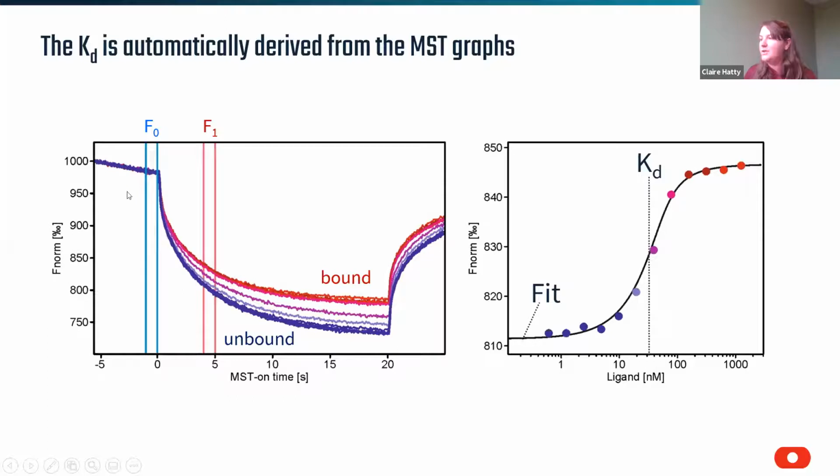So if we plot the relative fluorescence change against the ligand concentration, we can then get a curve to derive the KD for that interaction. So that's essentially how it works.